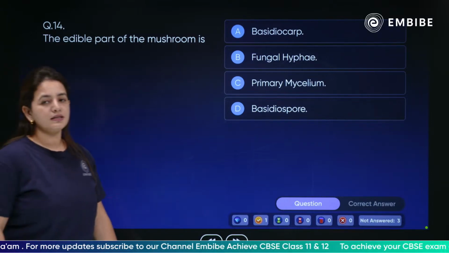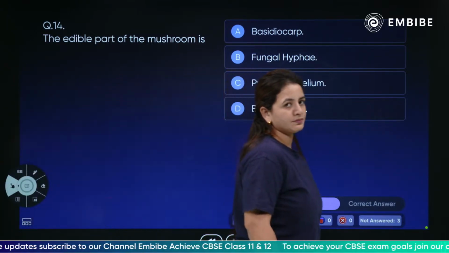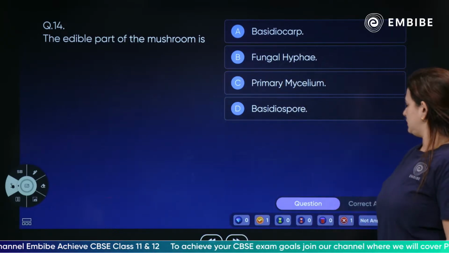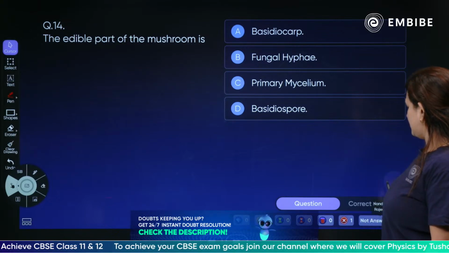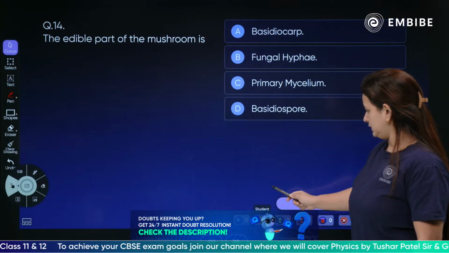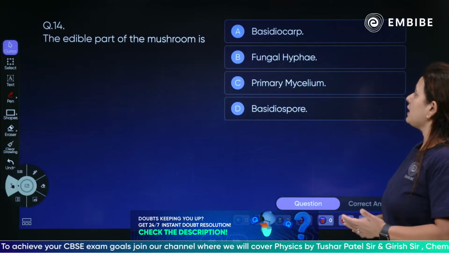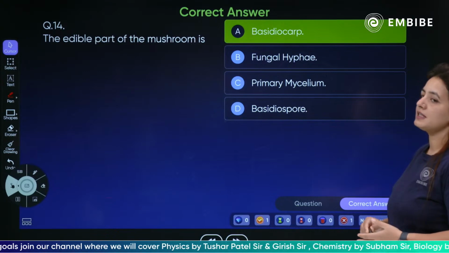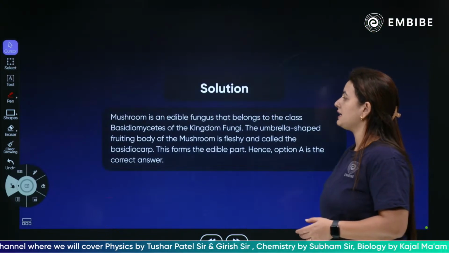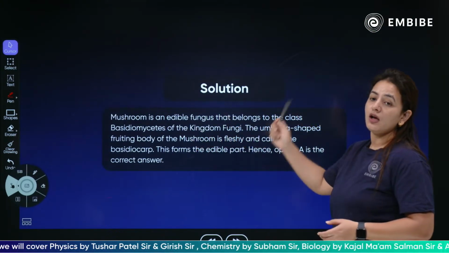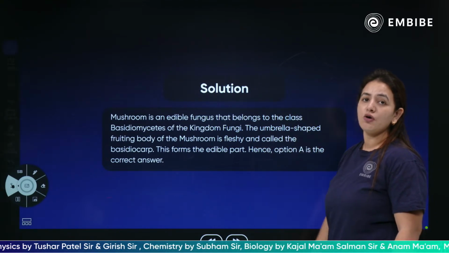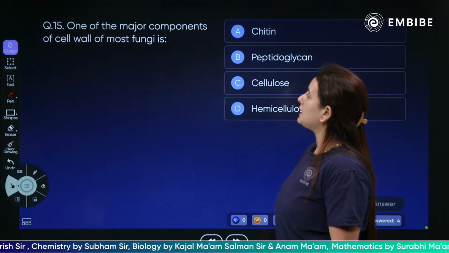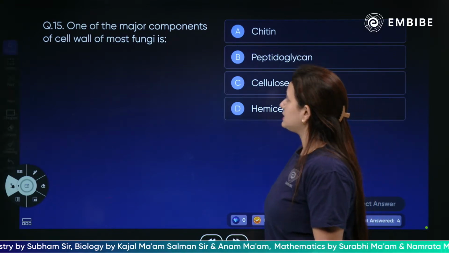Which among them is edible? Yes, still two haven't answered. Fungal hyphae, basidiocarp, basidiospore, primary mycelium. The edible part is the basidiocarp, because mushroom is an edible fungus belonging to the Basidiomycetes. Absolutely easy.